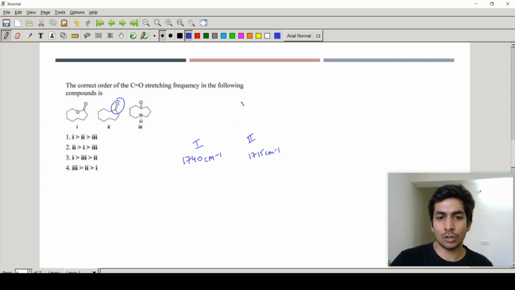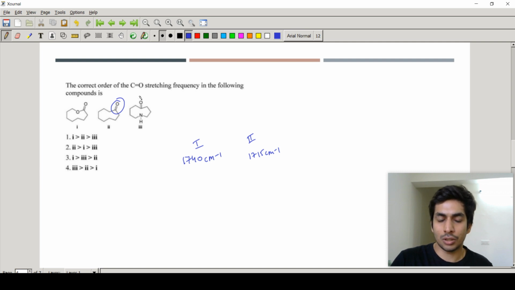Now, you might think that this nitrogen over here, since it's an electronegative atom, would pull electrons from this carbon, even though the effect would not go that far. Still, you might wonder that this nitrogen is electronegative, so it might pull some electrons.